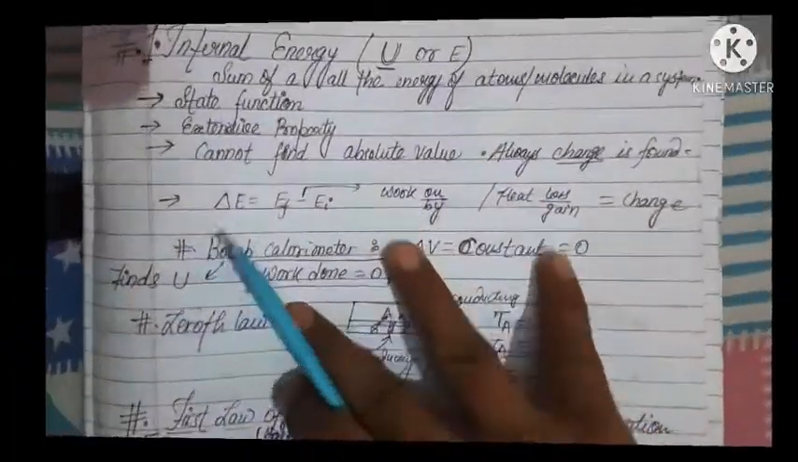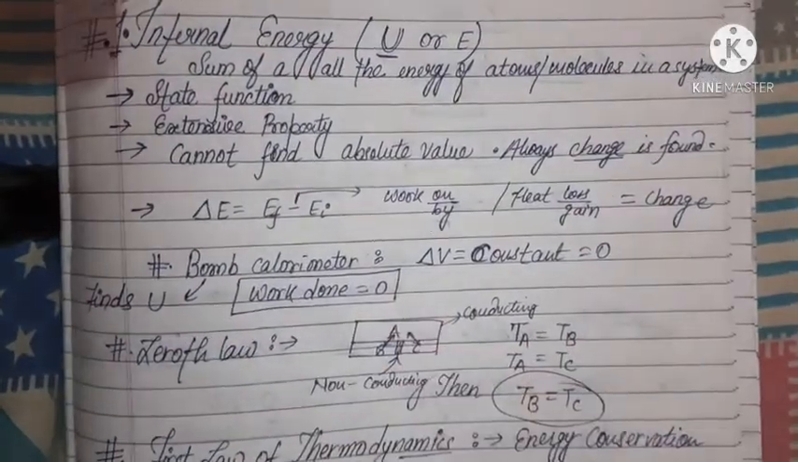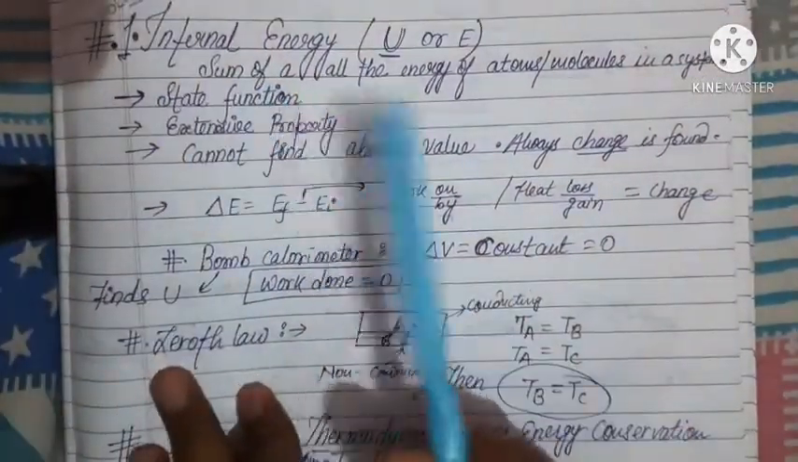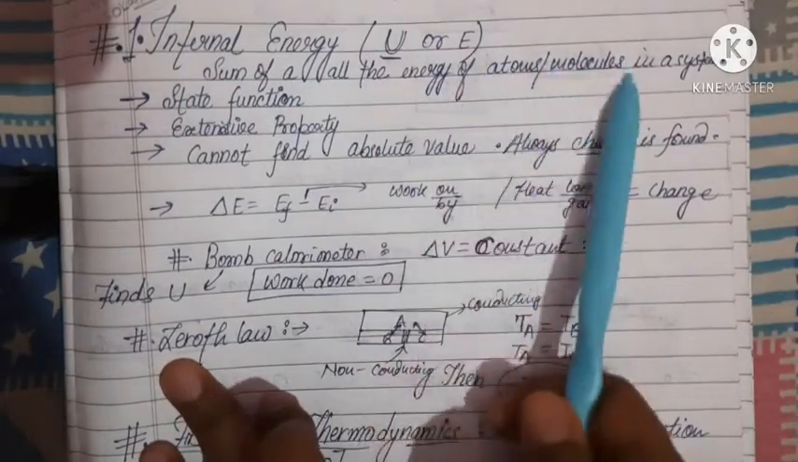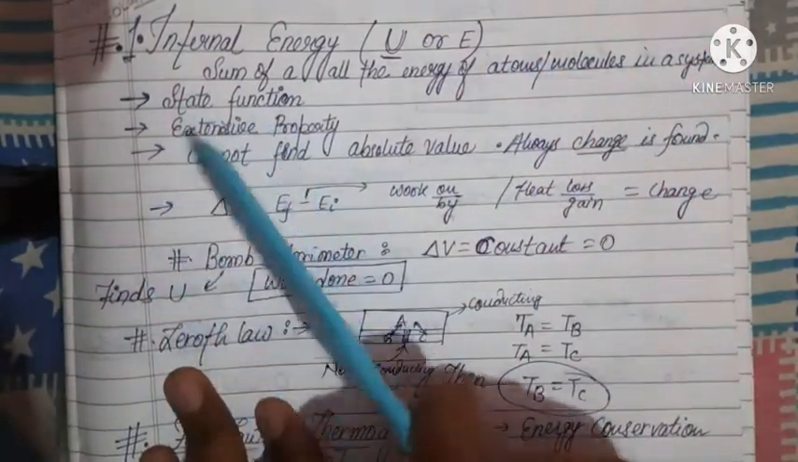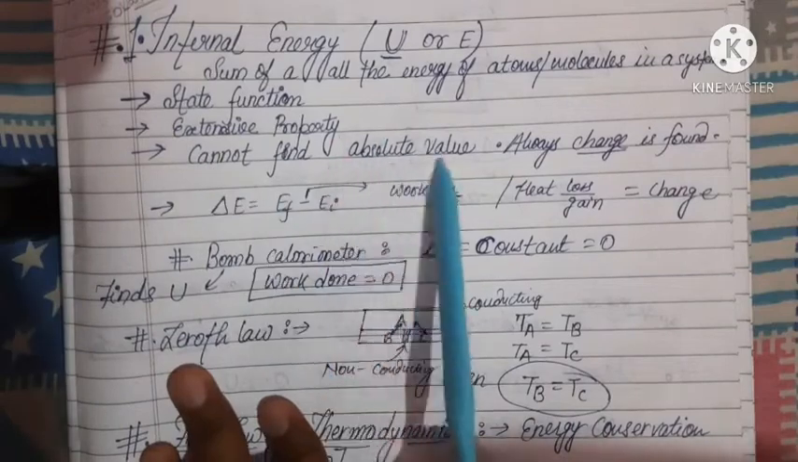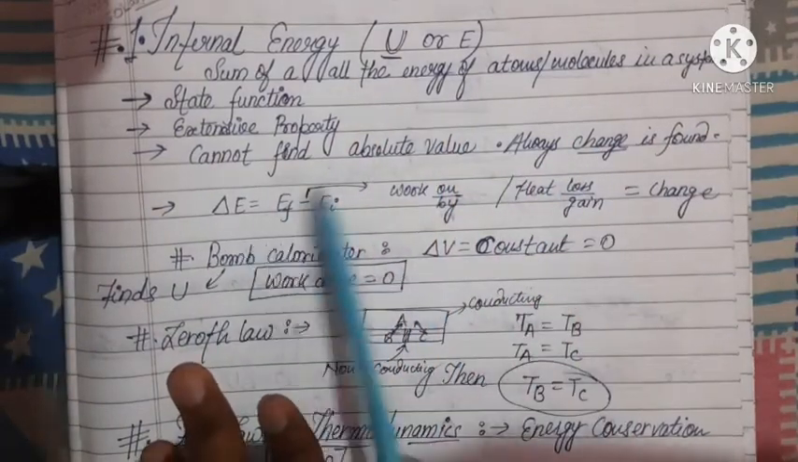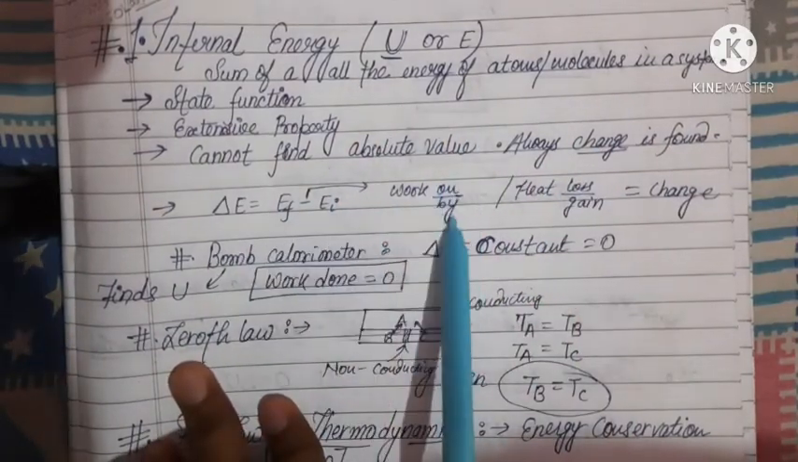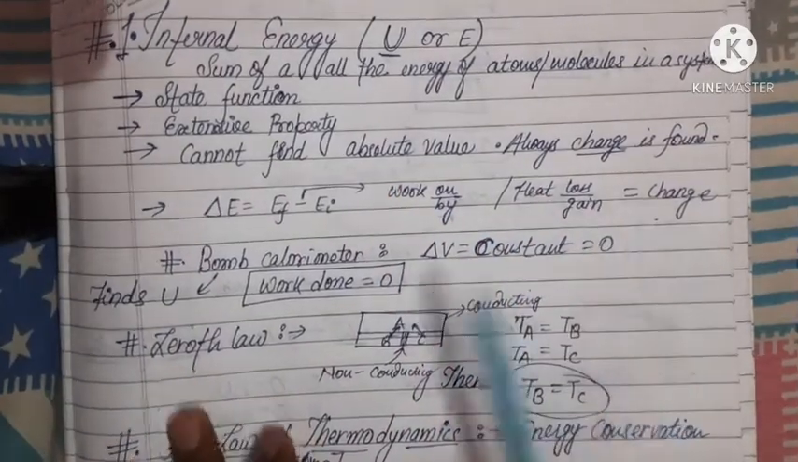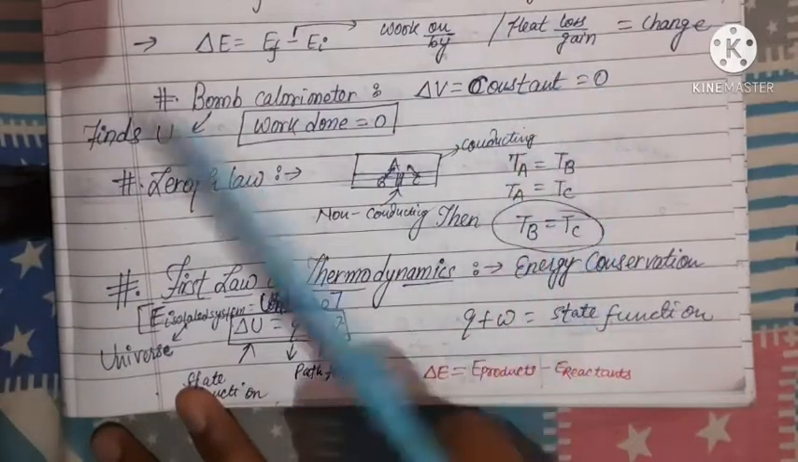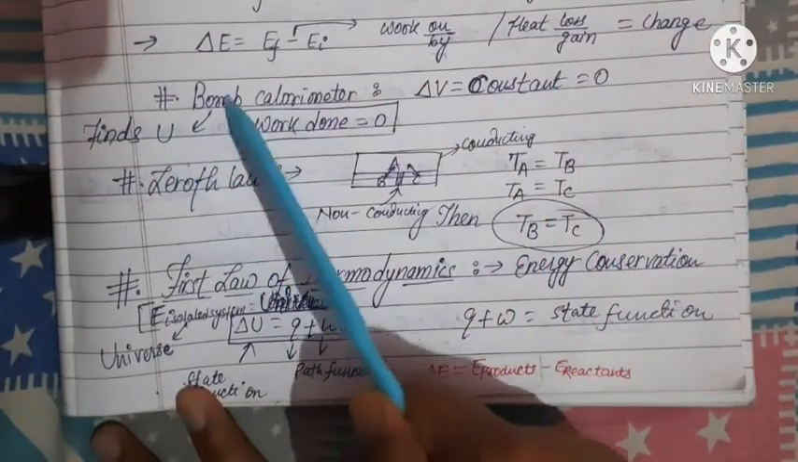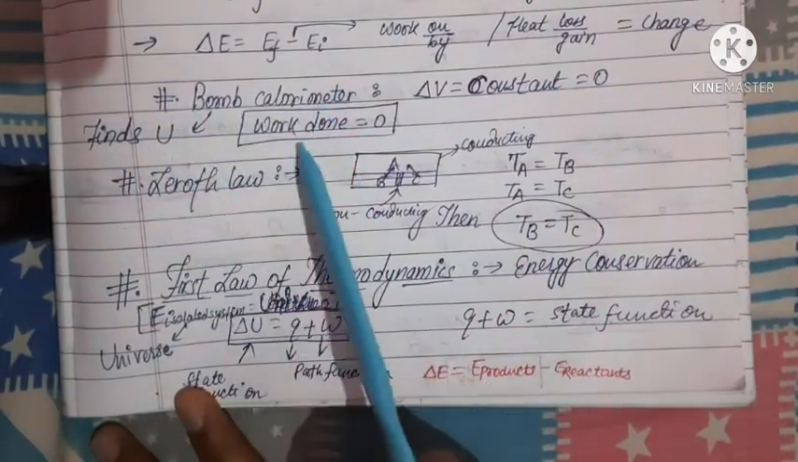Okay, now internal energy. Internal energy is represented by U or E, the sum of all the energy of atoms or molecules in a system. It is a state function and an extensive property. We cannot find its absolute value; only the change is found. Delta E equals E final minus E initial, due to work done, or heat loss or gain. Okay. Bomb calorimetry, where delta V is constant, equal to 0, finds internal energy. Bomb calorimetry finds internal energy, and work done is 0.